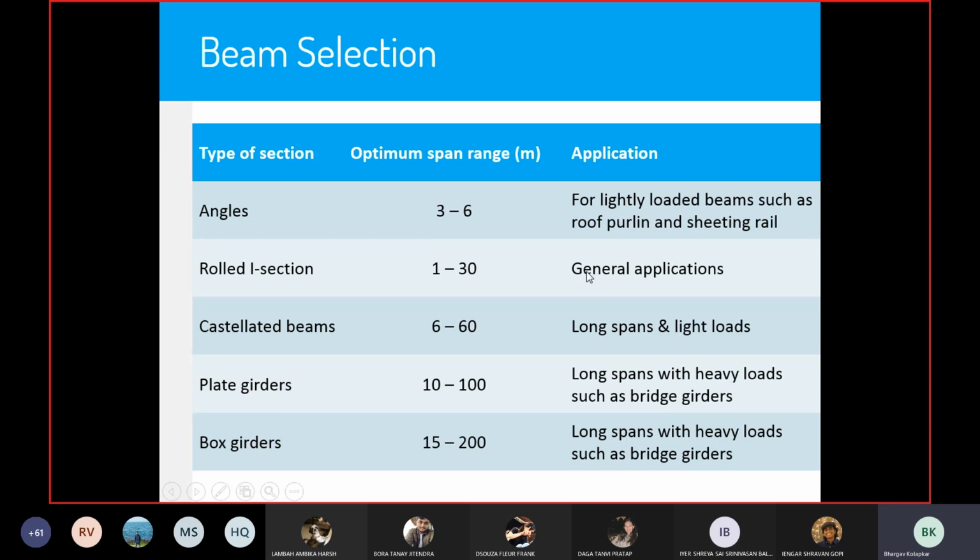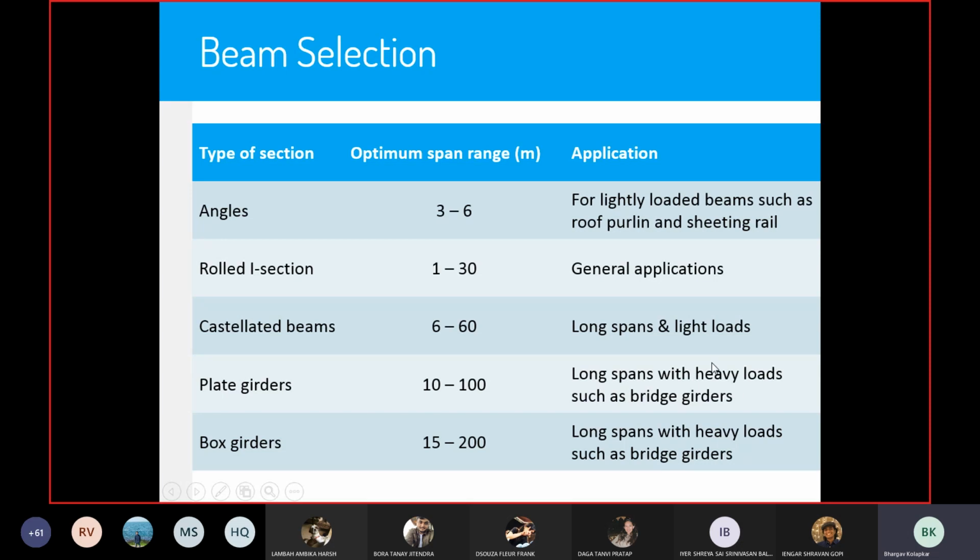For all the general applications and spans in the range of 1 to 30 meters, you can use a rolled I section. For long spans that are lightly loaded, for example industrial buildings in which the spans are long but not heavily loaded, such as the roof of an industrial building, you could use castellated beams that give you a lot of depth, and you can pass your services through them. You can use castellated beams in the range of 6 to 60 meters.